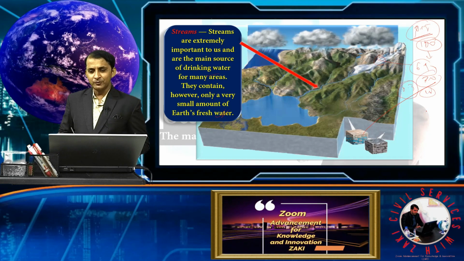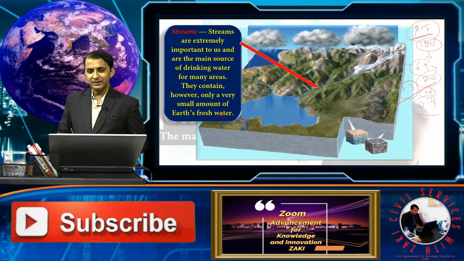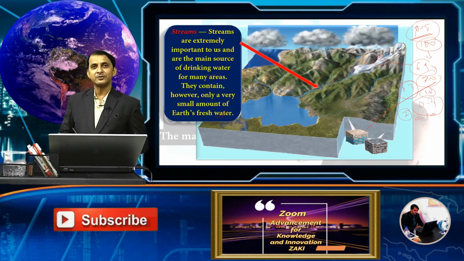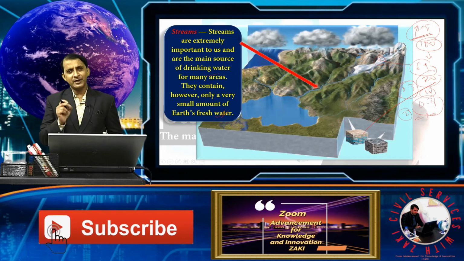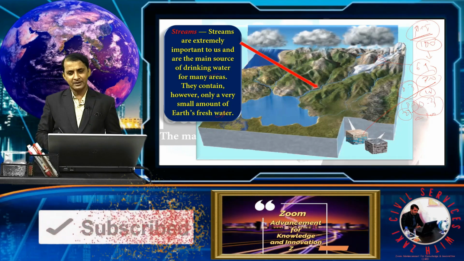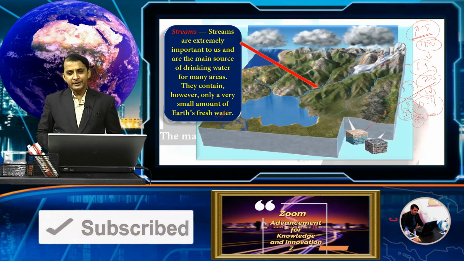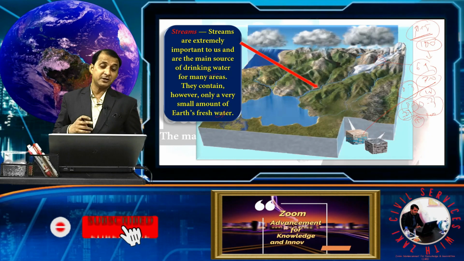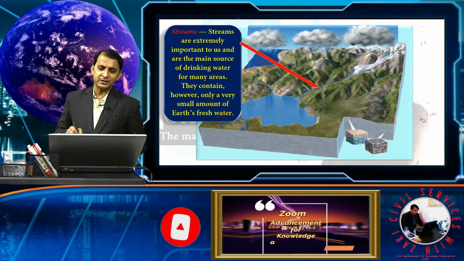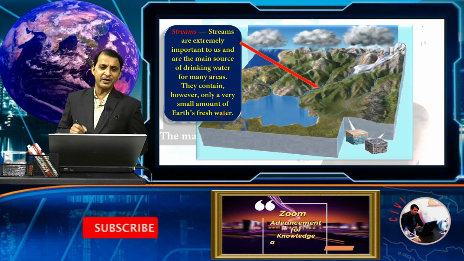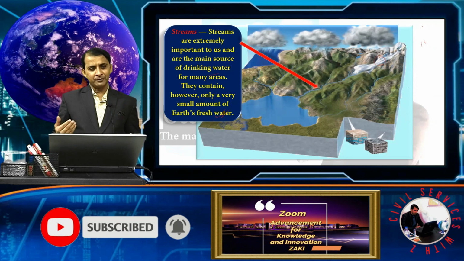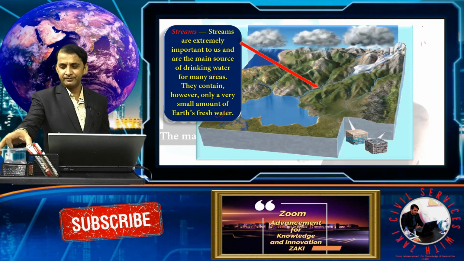So if we assume 0.3% as 100%, then rivers contain only 2% of the surface water. So it is very little: 2% river, 87% lake, and 11% swamp. So rivers contain very little, but they are very significant for human life. And as you know, most cities and human habitations basically take their drinking water from these streams.